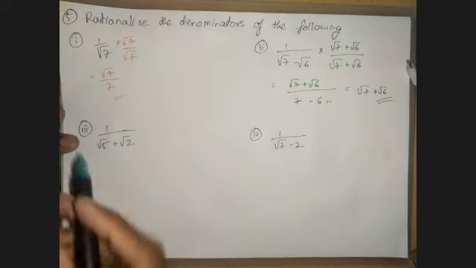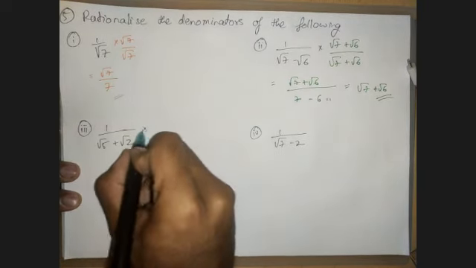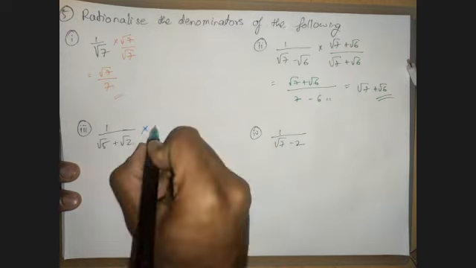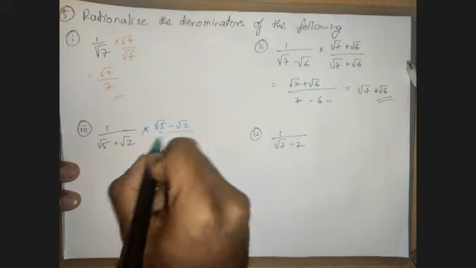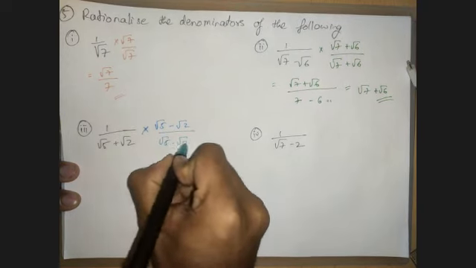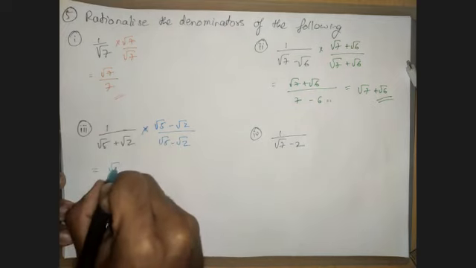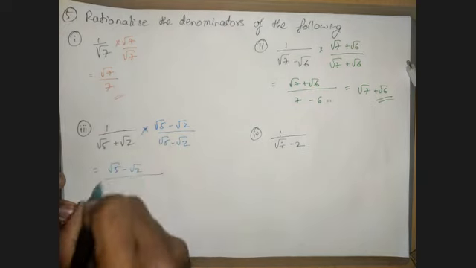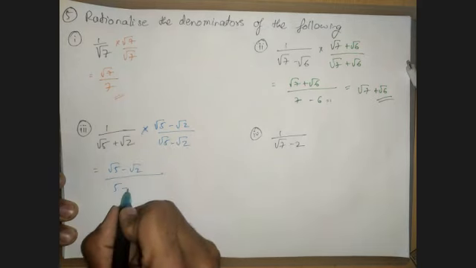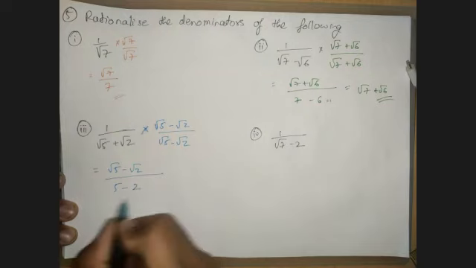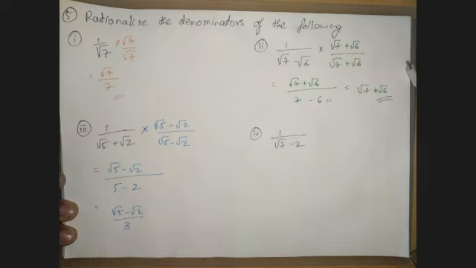Now let us go to the next problem, that is 1 by root 5 plus root 2. What do we do here? We multiply and divide by the same number but with a different sign in the center, root 5 minus root 2 by root 5 minus root 2. So it is again in the x plus y into x minus y form. The numerator remains the same, divided by root 5 square, which is 5, minus root 2 square, which is 2. So this would be root 5 minus root 2 by 3.